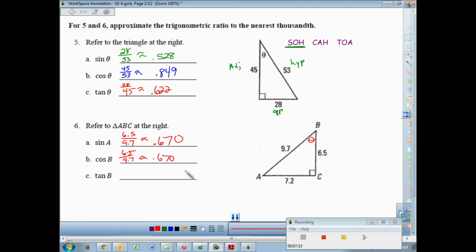Tangent of B, find that for me. Focus your attention around B. And B, you need opposite over adjacent, 7.2 over 6.5, about 1.11. Don't go so fast that you get brain cramps, though. Take your time. If you need to throw the OPPs, ADJs, and HYPs in there, makes a big difference. Having our buddy's name up here, even easier.